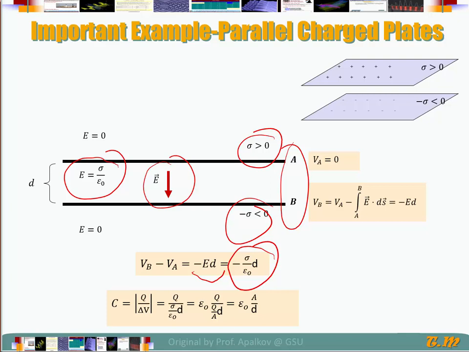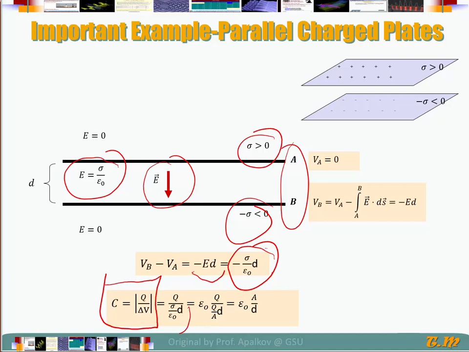Now, remember what capacitance is. Capacitance is charge over voltage. C is equal to Q over delta V. Now, if we replace delta V by its value there, sigma D over epsilon 0, we get this.